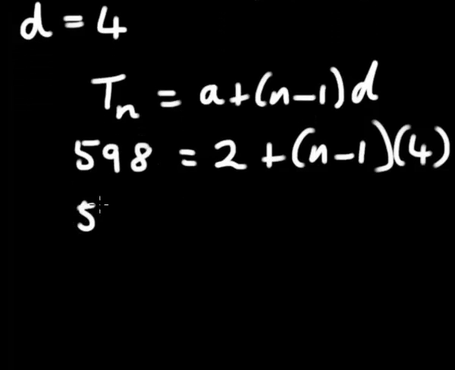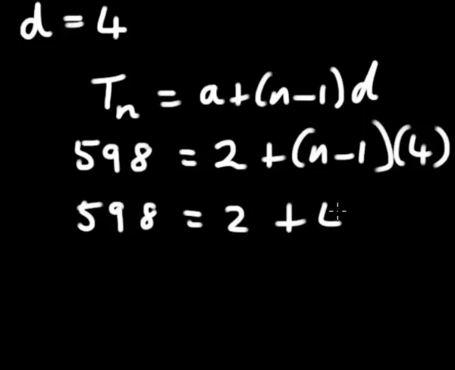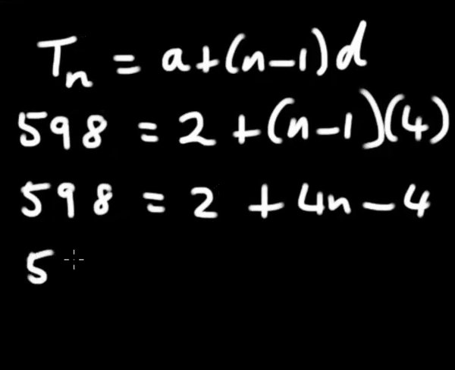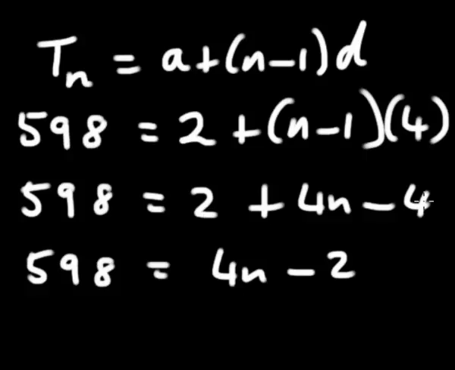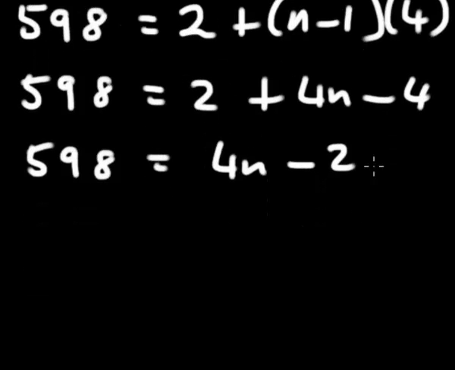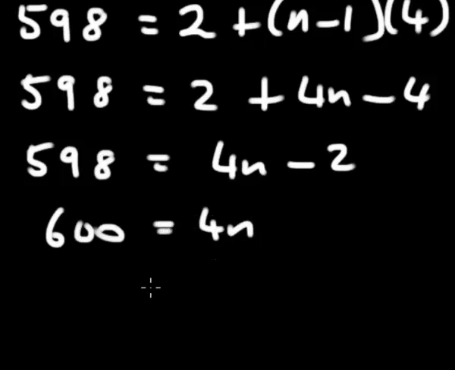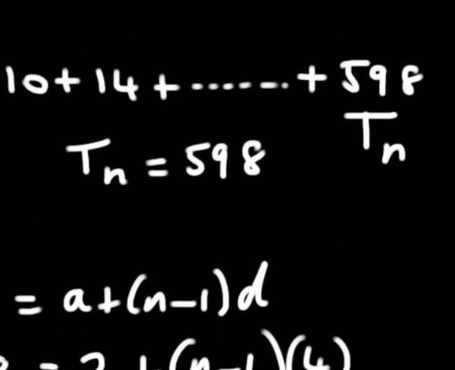So 598 is equal to 2 plus (n minus 1) times 4, which is 2 plus 4n minus 4. So 598 would then be equal to 4n minus 2, since 2 minus 4 is negative 2. Bring that across so we get 600 is equal to 4n. Divide both sides by 4, and n is 150. So in fact, this becomes the 150th term. There are 150 terms that we need to add up.